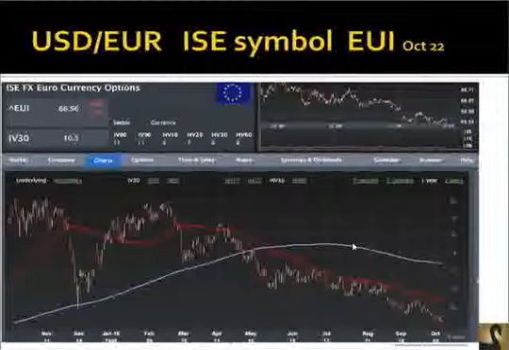And as I said, the euro was above 150 on the euro versus U.S. dollar basis. It probably made a new low today on this particular chart.